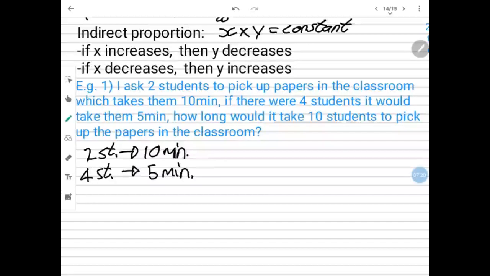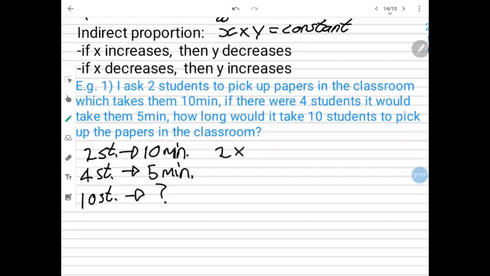Now the question is how long will it take 10 students to pick up the same amount of papers? So we have here now 10 students. How long will it take them to pick up the same amount of papers? Now we use the formula that I gave you with indirectly proportional. We say the two values, x and y, we multiply them. So let's do that.